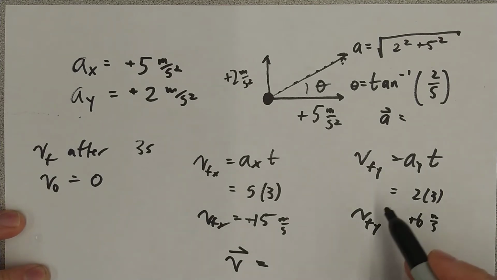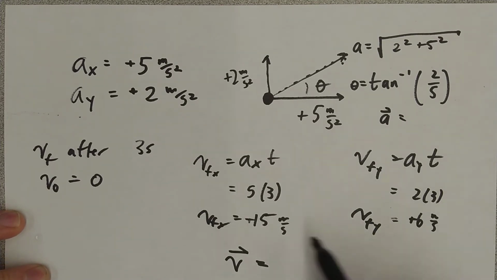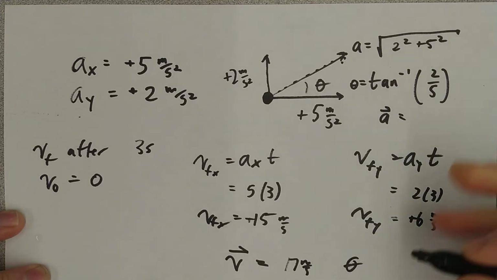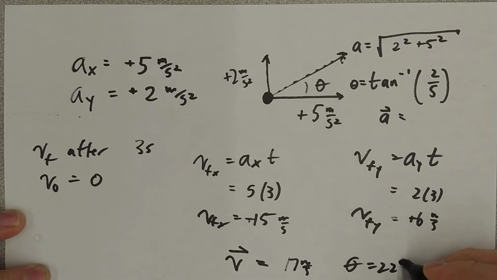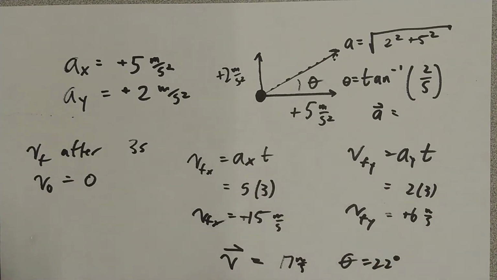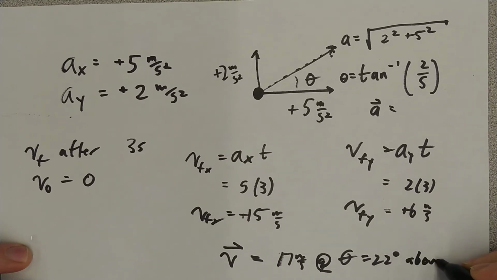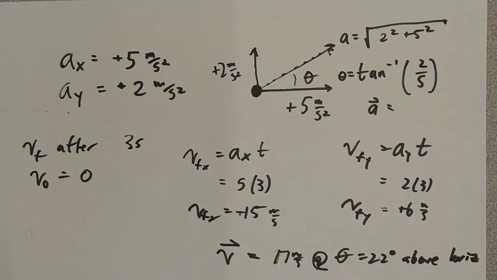So I don't have a calculator here, but let's just say 15 squared. Let's say the final velocity is, I'm just going to make this up, 17 meters per second. Theta is going to be something shallow, right? Maybe 22 degrees. Just throwing these numbers out there. I didn't actually calculate it. So the final velocity is 17 meters per second at theta of 22 degrees above horizontal. Well, that gets annoying to write a velocity like that, right?